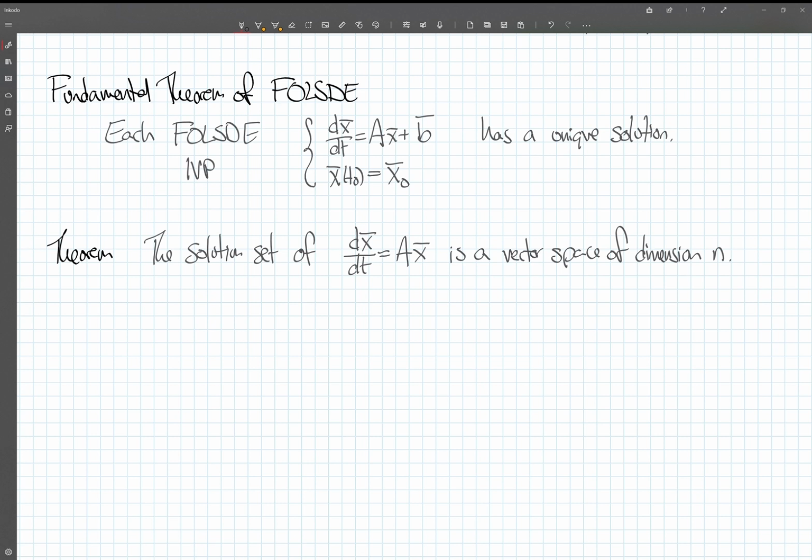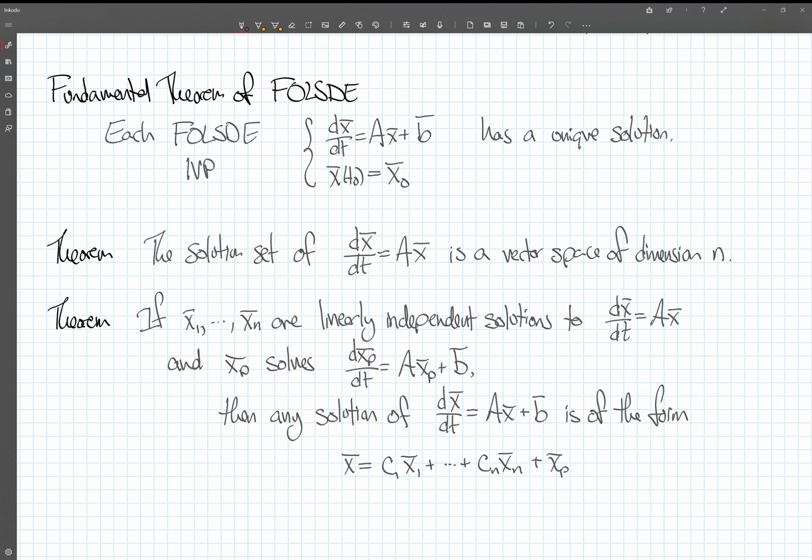Secondly, the solution set to the homogeneous problem will indeed be a vector space. The dimension of that vector space is the same as the dimension of the initial problem. So if x is an n vector, then you're going to get n linearly independent solutions. Once you have those linearly independent solutions to a homogeneous problem, then you can solve the non-homogeneous problem, right? So by picking a particular solution and then taking any linear combination of the basis solutions to the homogeneous problem and adding your particular solution.